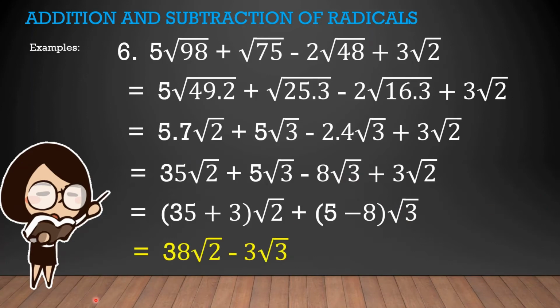So the final answer is 35 plus 3 is 38 square root of 2. Then 5 minus 8 becomes negative, right? So negative 3 square root of 3, because 8 is higher than 5, so your answer must be negative 3 square root of 3. Our final answer is 38 square root of 2 minus 3 square root of 3.